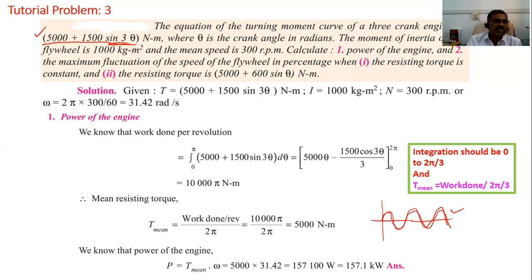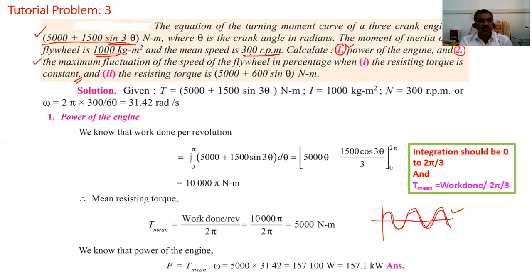The moment of inertia of the flywheel, I, is directly given: 1000 kg meter square. And the mean speed is 300 RPM. You have to calculate the power and the maximum fluctuation in speed, and assume that the resistance torque is constant. So do calculate these two: one is power, another one is maximum fluctuation in speed, Cs. These are the two values you need to calculate.